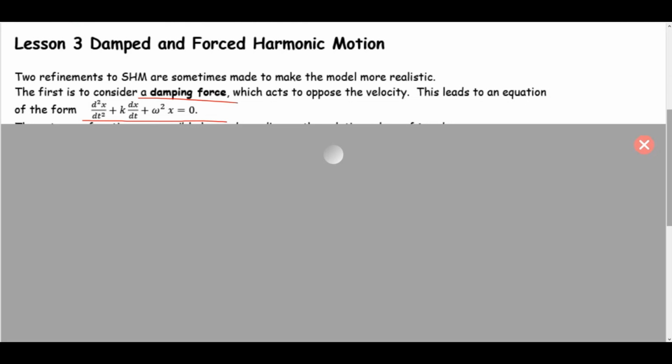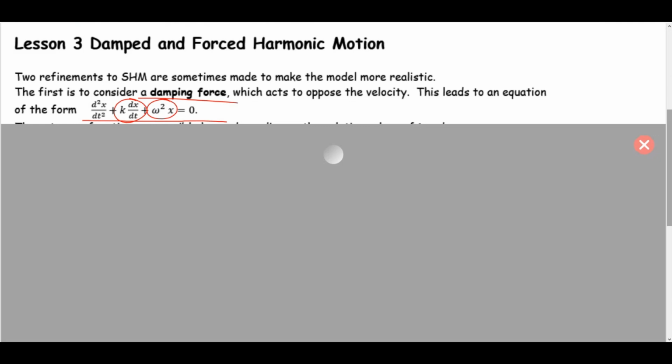d2x by dt squared plus k dx by dt plus omega squared x. The d2x by dt squared is the acceleration. The k dx by dt term comes from the damping force. We're going to assume it's proportional to and opposing the velocity, which is dx by dt. This term here comes from the force which produces simple harmonic motion.